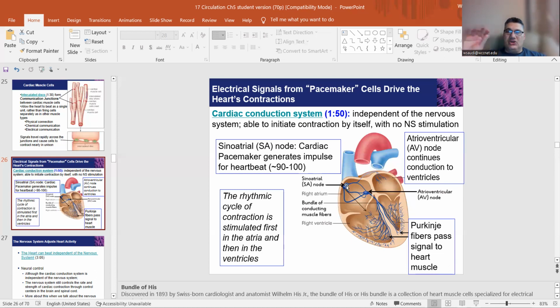If this SA node is good, it should be regular, meaning if it is 60 per minute, it should go like each second you get one. Contraction, relaxation, second. Contraction, relaxation, second. One per second. This is regular. If it goes like one per second, then goes 1, 2, 3, 4, 5, and then one, like this is irregular. It should be regular.